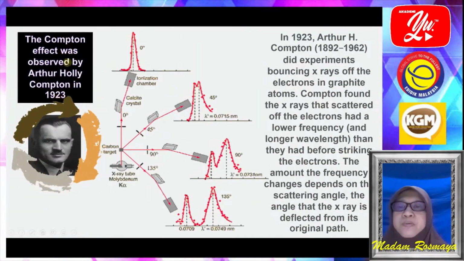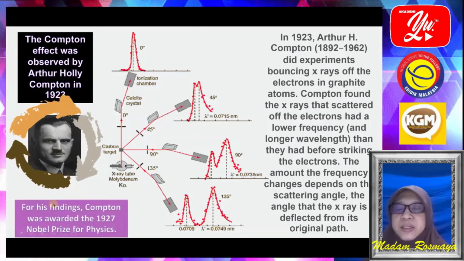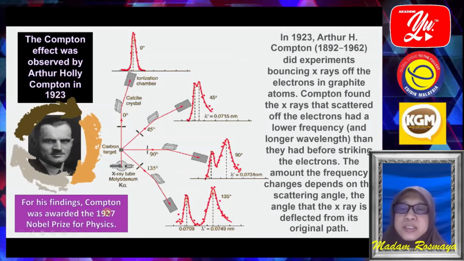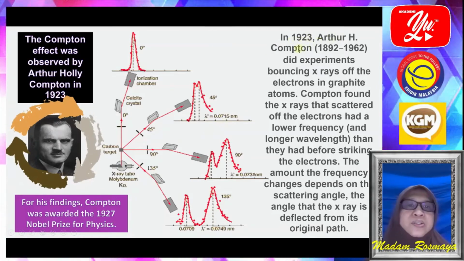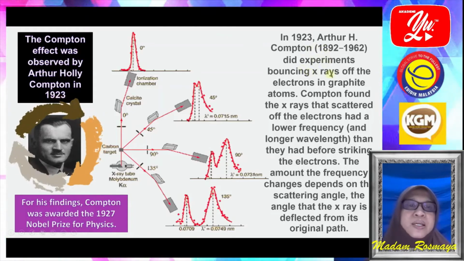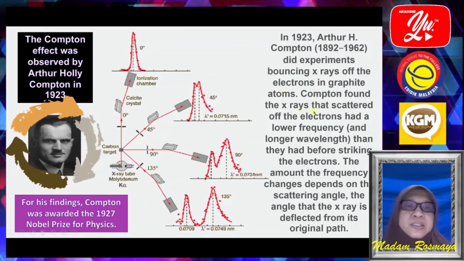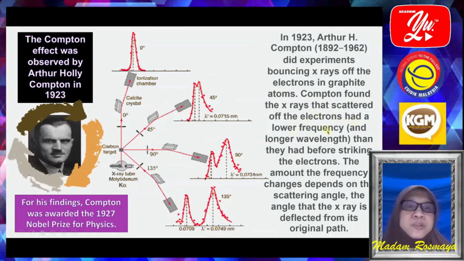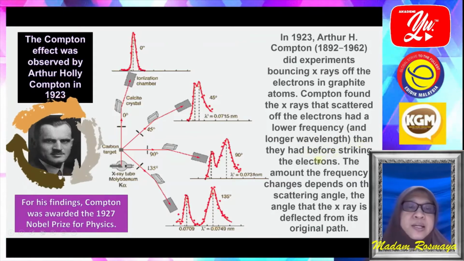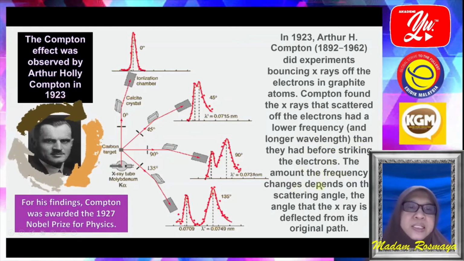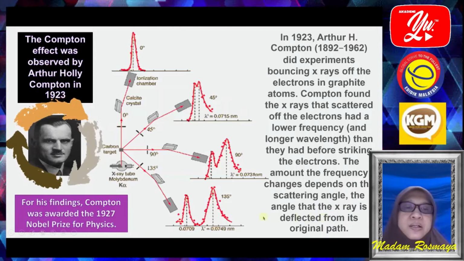Okay, so the Compton effect was observed by Arthur Holly Compton in 1923. For his findings, Compton was awarded the 1927 Nobel Prize for Physics. In 1923, Arthur H. Compton did experiments on bouncing X-rays off the electrons in graphite atoms. Compton found the X-rays that scattered off the electron had a lower frequency and longer wavelength than they had before striking the electrons. The amount the frequency changes depends on the scattering angle, the angle that the X-ray is deflected from its original path.